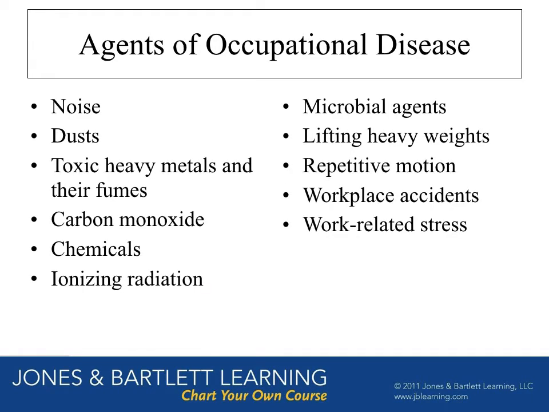When we talk about occupational health, we think a lot of times about physical and other kinds of agents such as noise, dust, toxic heavy metals, carbon monoxide, chemicals, radiation, microbial agents, particularly important in the healthcare setting, lifting injuries, repetitive motion injuries, other accidents that can occur in the workplace, such as vehicular collisions and things of that nature, but also work-related stress. We'll talk about the stress aspect of that a little bit more as we move through this.